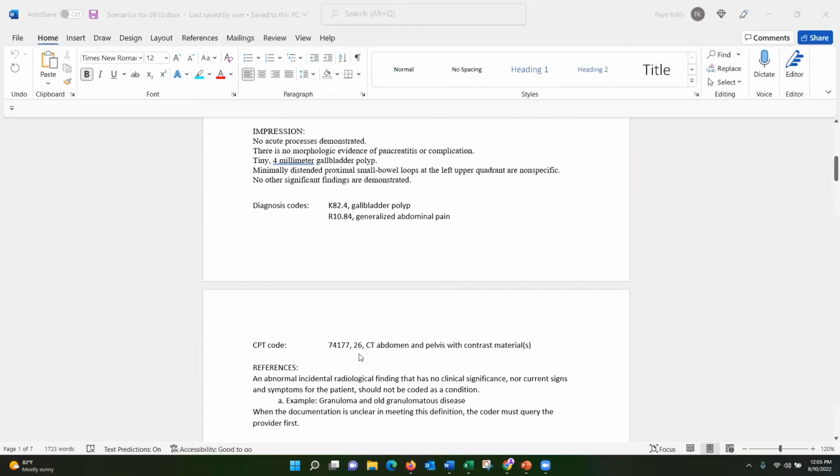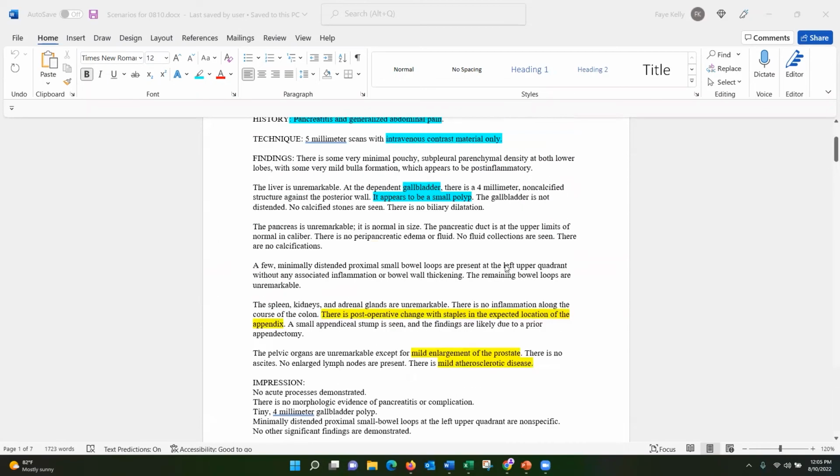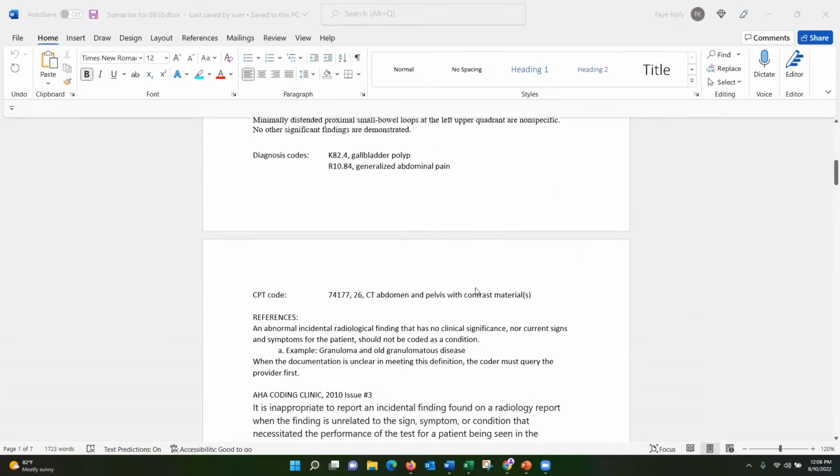And then we'll go ahead and look at our CPT code, which was 74177. That's our CT of the abdomen and pelvis with contrast material because it was intravenous contrast. And then we've got to add the modifier 26 because what we're coding for is the radiologist. So in this scenario, we're employed and coding for radiologists, so we've got to pick up that modifier 26.